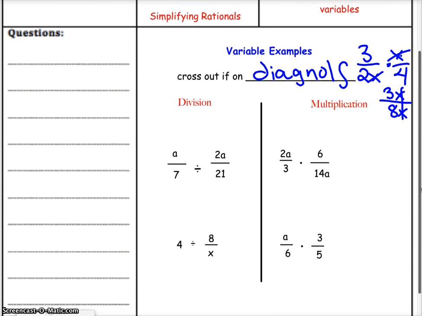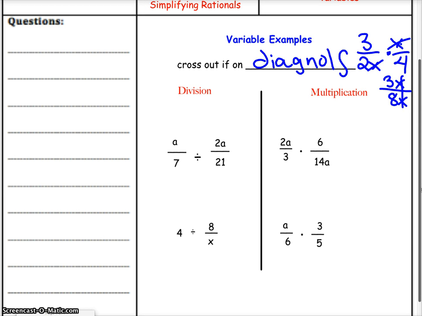So, let's do this. 2a over 3 times 6 over 14a. A lot of cross simplifying on this one. So, 3 and 6, I can cross simplify that. I'm just dealing with the coefficients. 2 and 14, that can turn to 1. This turns to 7, right? And the a's can cancel out. So now I can go top times top over bottom times bottom.